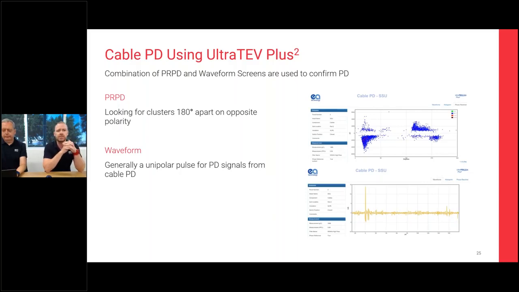You can see the phase resolved partial discharge pattern. You're looking for clusters that are 180 degrees apart along the sine wave and looking for certain patterns. And then the waveforms. You'll also capture those waveforms and those fast, high-frequency pulses, and that will be all recorded by yourself or the user of that instrument to later analyze in your software. You can also apply the filters in the UltraTEV Plus 2, and the readings come out basically the same as what you see on the CableData Collector.